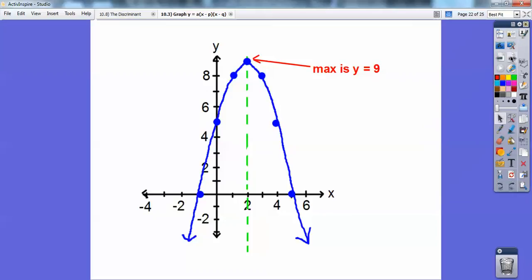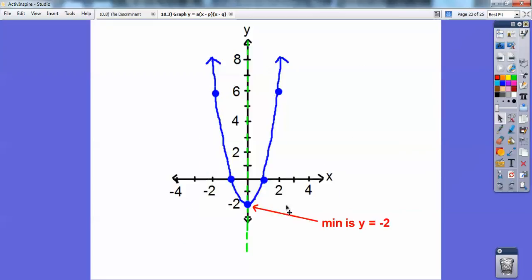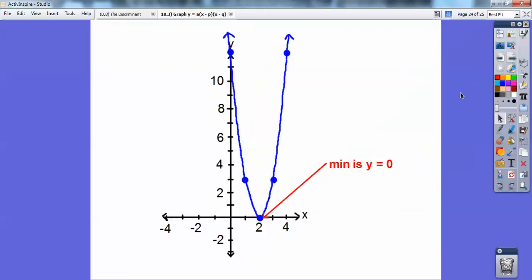Okay, now that first one, it had a max at 9 because it went down. I'm just reminding you about maxes and mins. I probably should have done that during the lesson. On this one, this graph had a minimum at -2. It's always the y coordinate of your vertex right there. And finally on this one, this had a minimum of y equals 0. Okay, it's always the y value of your vertex.